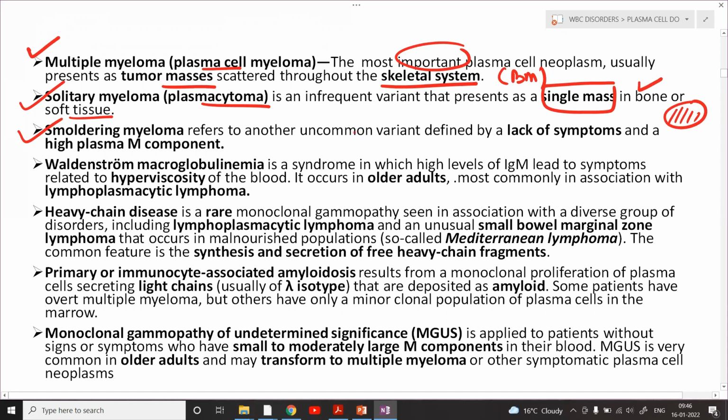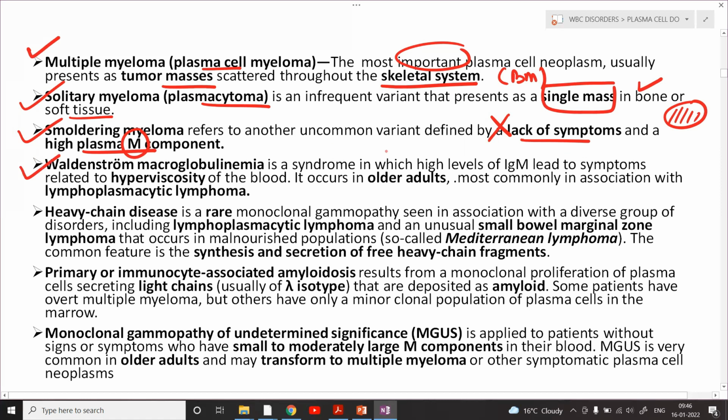Now, what is smoldering myeloma? It is a variant of multiple myeloma, as I told you. No signs or symptoms will be present in smoldering myeloma. I'm going to tell you the signs and symptoms later on in the video. But they have a high amount of M component. So the M component is present, but they do not show any signs or symptoms of the disease. Just the presence of M component, and then you will call it smoldering myeloma.